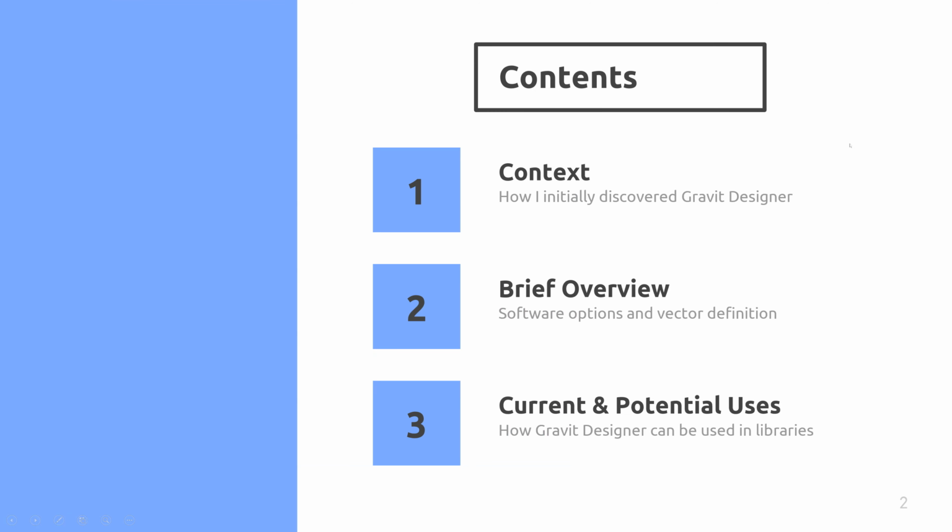So first I'll talk about what initially drove me to seek out Gravit Designer and a graphic design program in general. Then I'll go over, very briefly, just a couple software options and then what a vector actually is. And then finally, I'll show you how I've used Gravit Designer in my library, and I'll also outline a couple ways I think it could be used in other library settings.